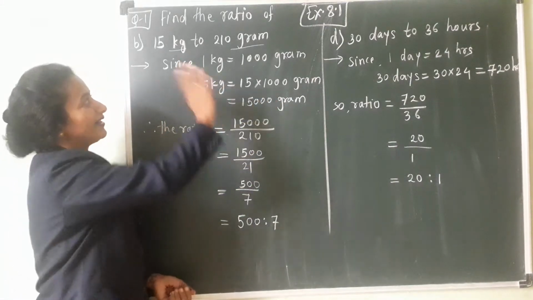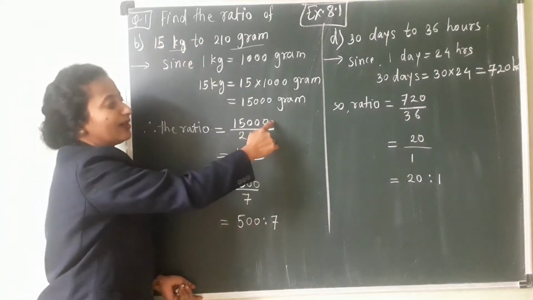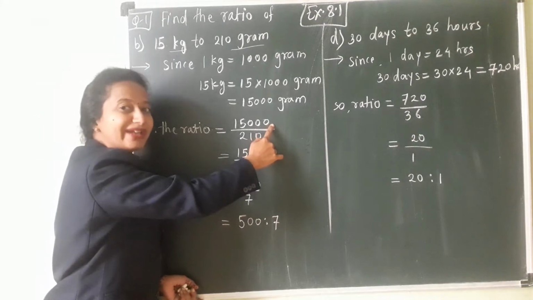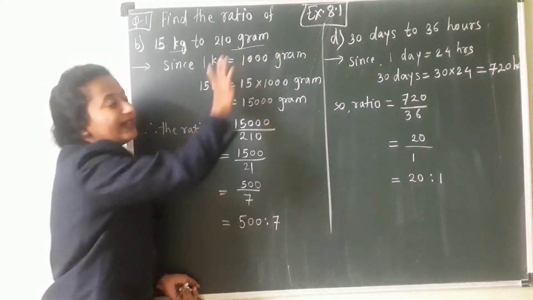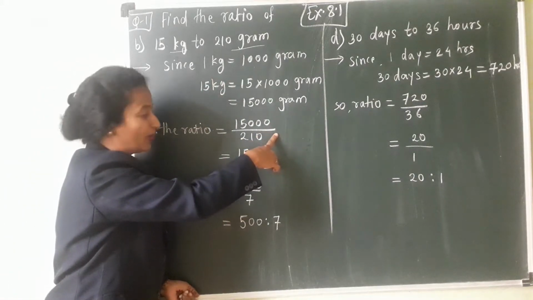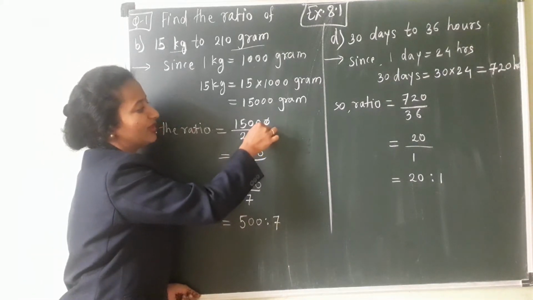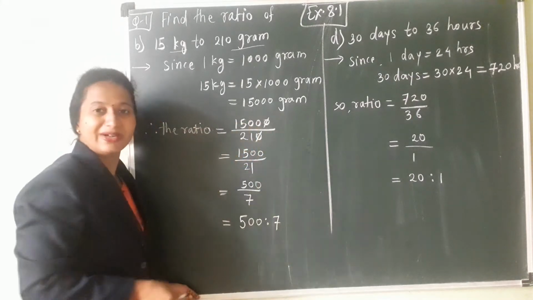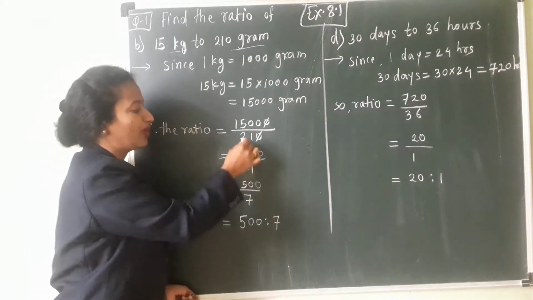We have to find the ratio between 15 kg and 210 gram. So this 15 kg will come upside. That means 15 kg is equal to 15,000 gram. We have converted it into gram, and 210 is already given in gram. So in this format we have to write the ratio. Now we can cut the zero from the numerator and the denominator, or we can say dividend and divisor as well. So what remains here? It's 1500 upon 21.